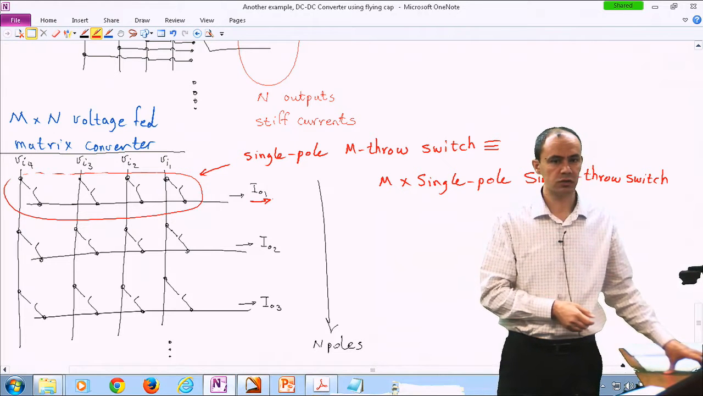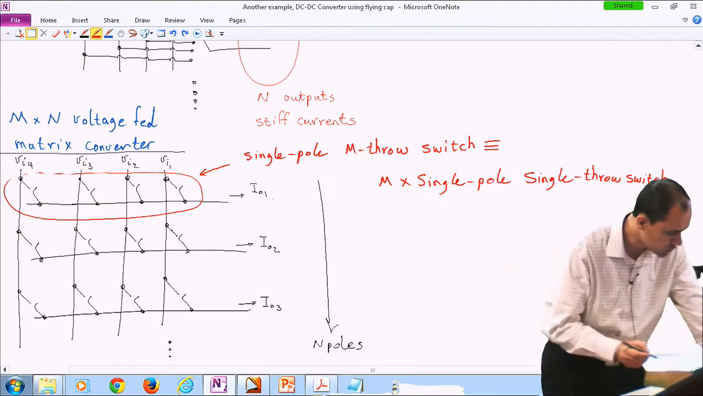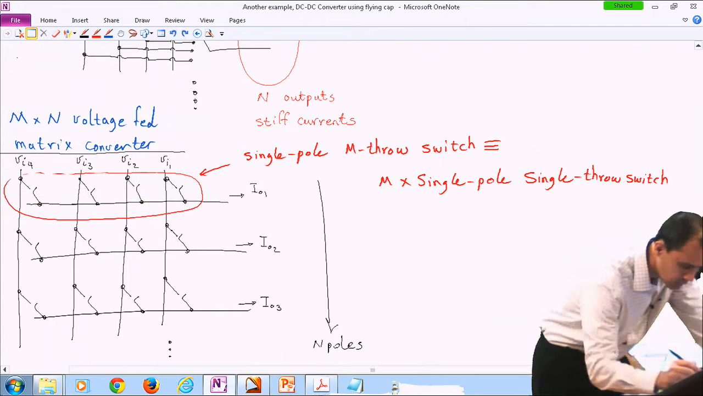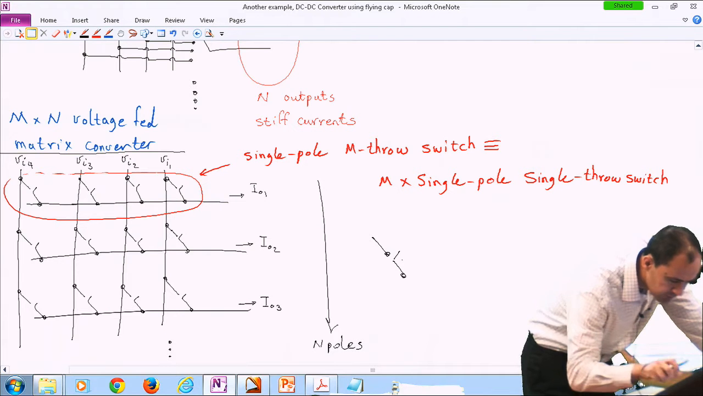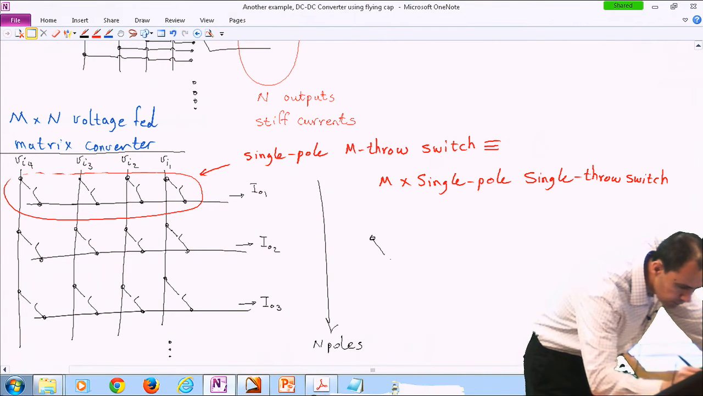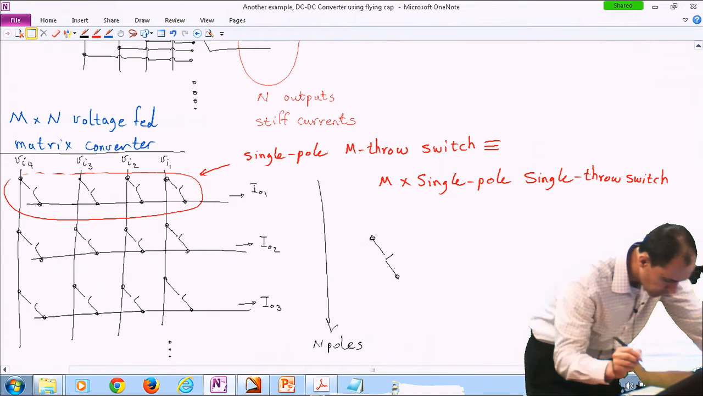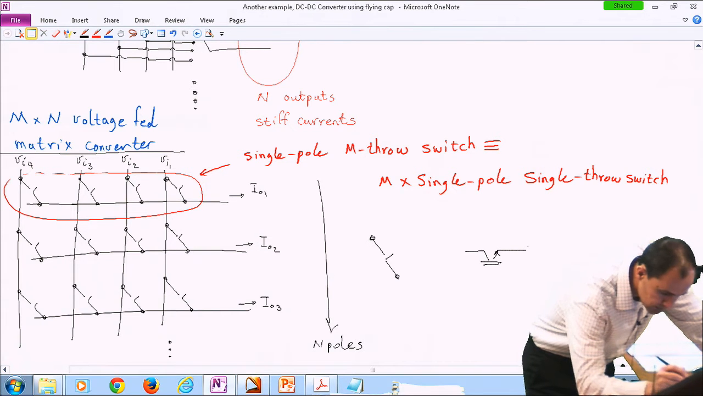Any other questions? Okay, so in terms of switch realization, we can go with the very general case of a 4-quadrant single pole, single throw switch. Let me redraw this.